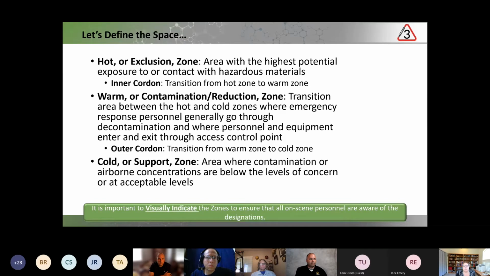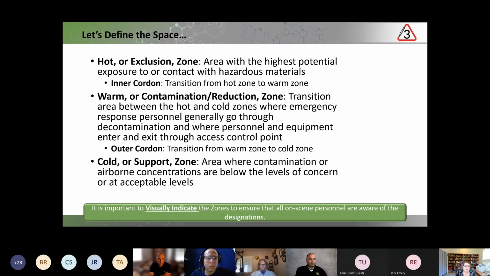When I say hot zone, I mean the area with the highest potential for exposure or contact with a hazardous material. Okay, that's the area where we are dictating that our personnel are going to do something and generally wear specific PPE to minimize their exposure in case they contact that material. The inner cordon is then the transition from the hot zone to the warm zone.